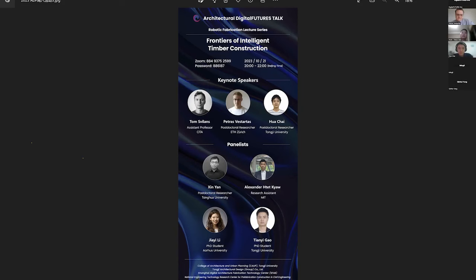Before we get into the fascinating world of intelligent timber construction, let's take a moment to reflect on the significance of this topic. Timber construction has a rich history, but in the current era, it is undergoing a remarkable transformation thanks to the advancements in digital design tools, robotic technology, and growing emphasis on sustainability. Intelligent timber construction not only offers aesthetically pleasing architectural possibilities, but also holds the promise of reducing environmental impact, enhancing building energy efficiency, and opening up new chances for freeform timber structure design.